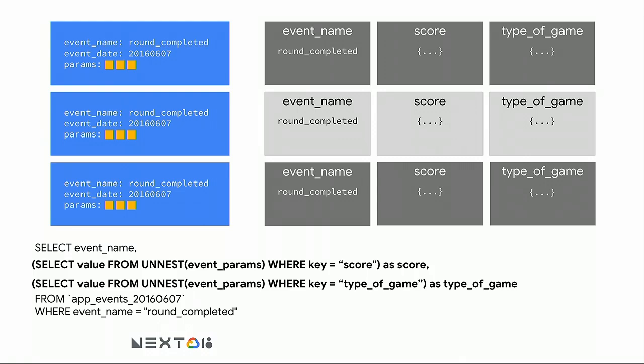And then applying filters where event name equals round completed or where the game type equals whatever. That kind of operation in SQL is far more intuitive to me. So once you get through this part, once you get everything into this kind of tabular format, then operating on it, I think, gets a lot easier.